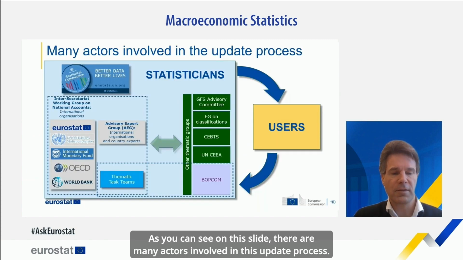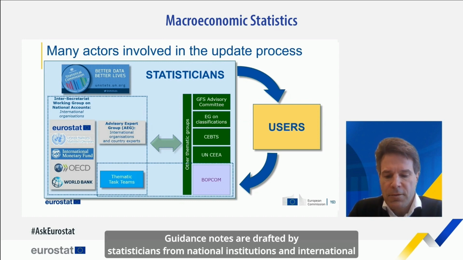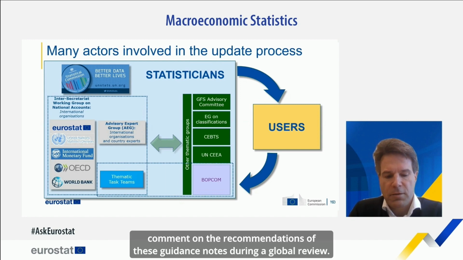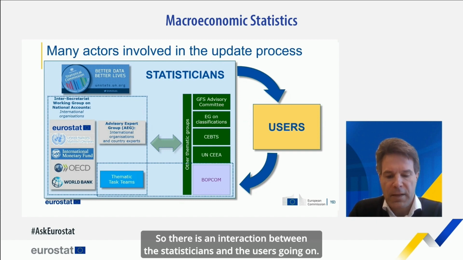As you can see on this slide, there are many actors involved in this update process. Guidance notes are drafted by statisticians from national institutions and international organizations that are members of the various task teams, and users have the possibility to comment on the recommendations of these guidance notes during a global review. So there is an interaction between the statisticians and the users going on.